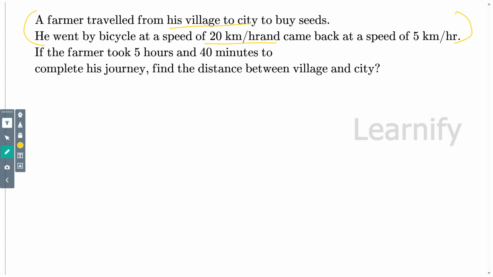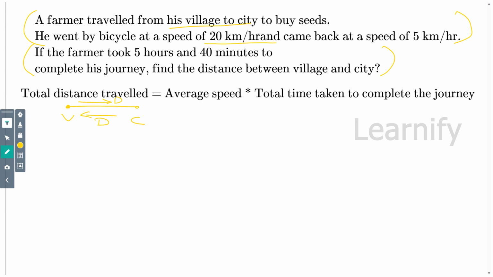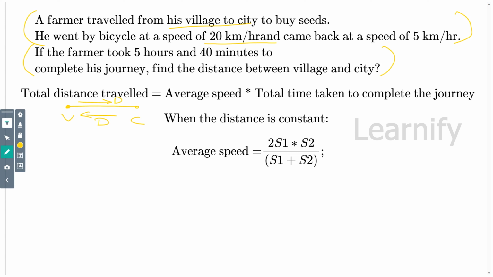first solve half of the question and then move to the other half. We have already derived one formula for this first half of the question. The distance is the same. Here is the village, this is the city. The distance from village to city is D, and from city to village is D. So, what is the average speed? Average speed is equal to 2 into S1 into S2 upon S1 plus S2.